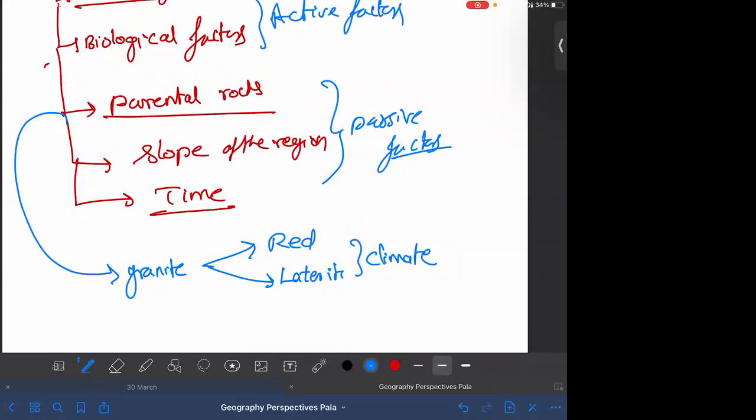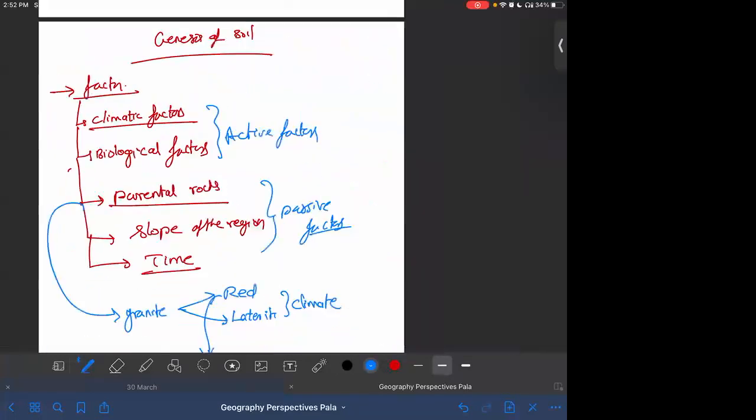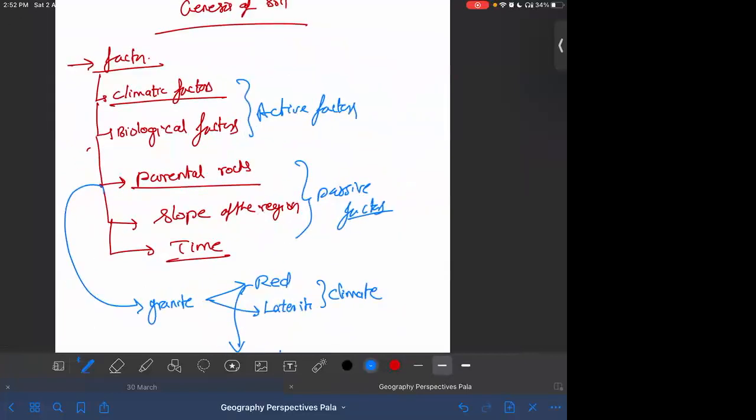For example, if it is heavy rainfall, say a red soil present in a heavy rainfall hilly region would be converted into laterite soil due to silication, desilication. Silica is removed, so we'll see all this process. So these are the factors which influence the soil formation process.